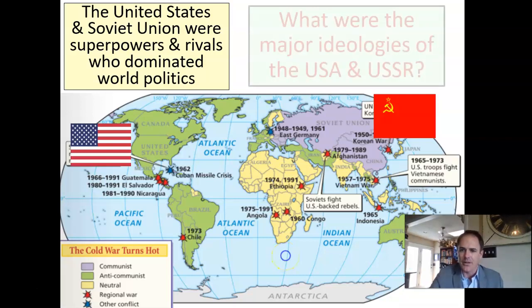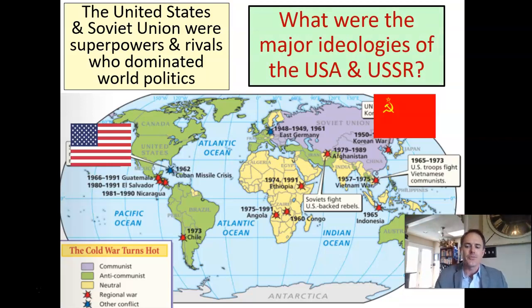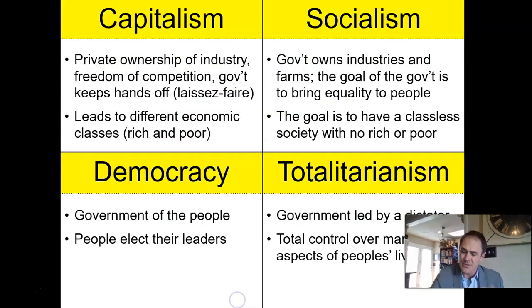They dominate world politics. So let's review what their major ideologies were, so we can understand better how they became rivals. Because remember, they were allies during World War II. So on the left, these are values of the United States, and on the right, characteristics of the Soviet Union.